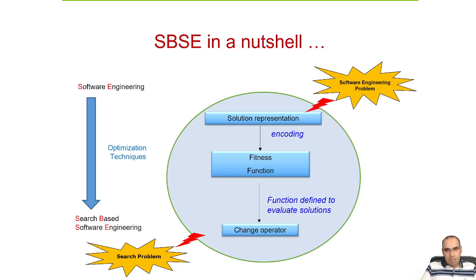Then once this encoding is defined, we need to define what we call a fitness function, which will capture the desirable properties of the solution that we are trying to find. Then we need to apply genetic or change operators in order to refine and evolve the solution towards the optimal solution that we would like to have.